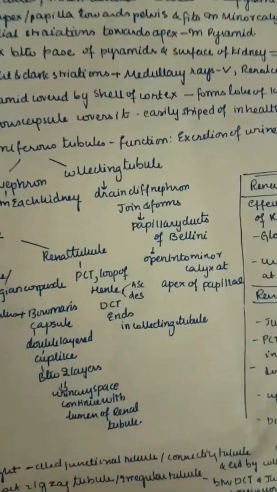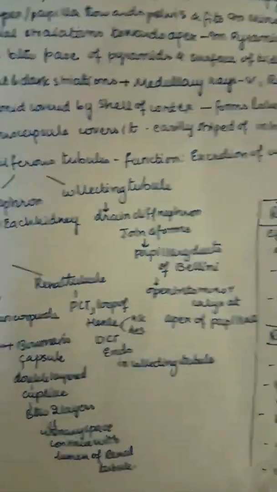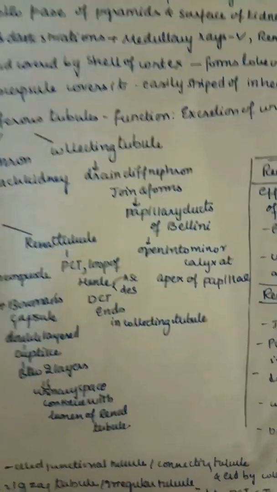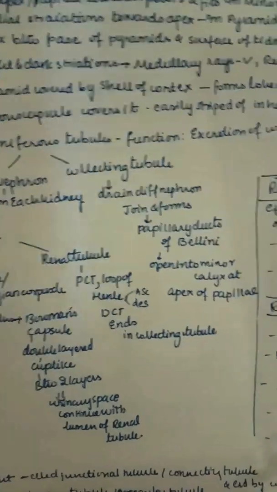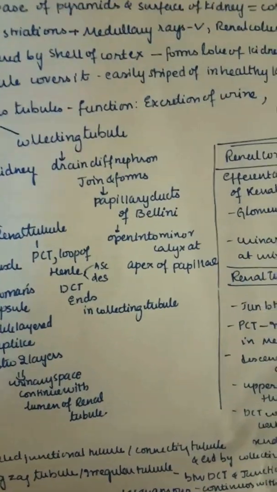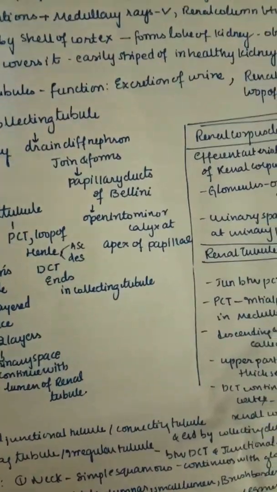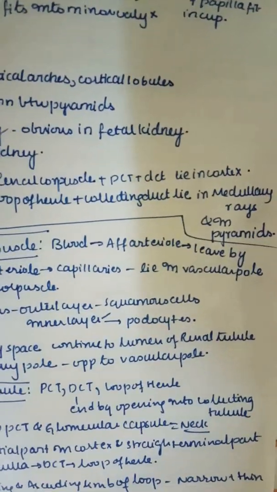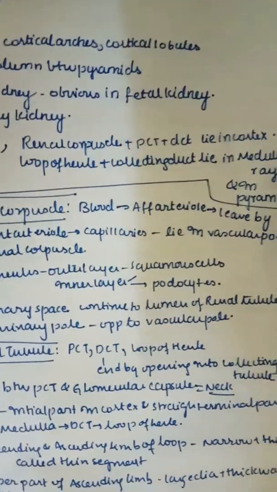So now let us see the theory. The collecting tubule mainly drains different nephrons and joins and forms a papillary duct of Bellini. This is important. The collecting tubules together form a papillary duct of Bellini, which opens into the minor calyx at the apex of papillae. So we have seen the minor calyx. If you remember, there they drain. So the renal corpuscle, the PCT, DCT lie in the cortex. Just now we have seen that the loop of Henle and collecting duct mainly lie in the medullary rays and also in the pyramids. So by this we complete that.